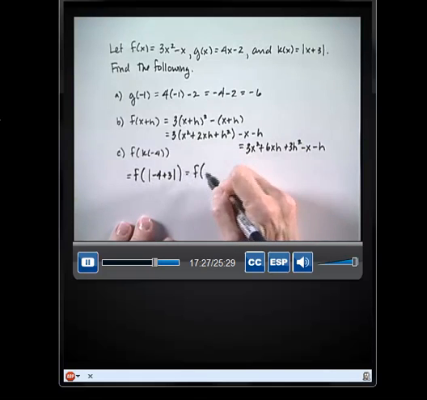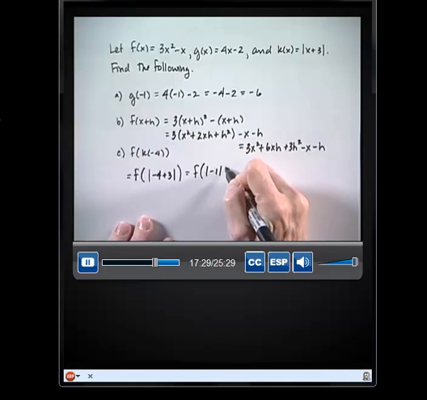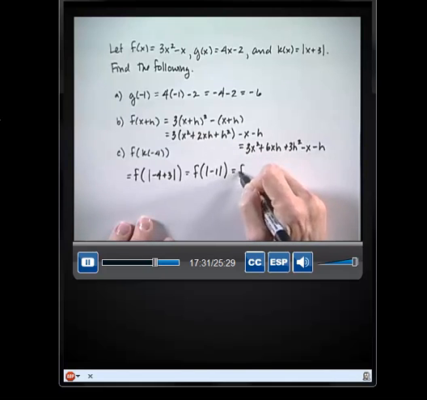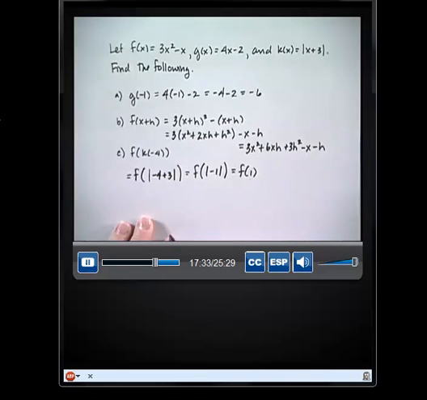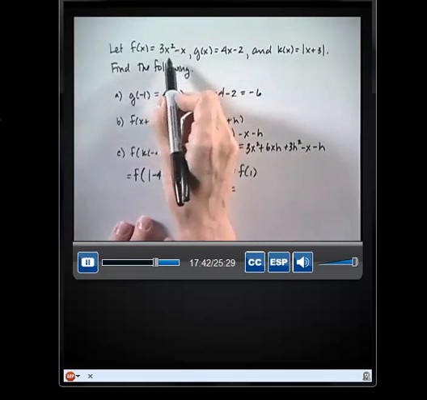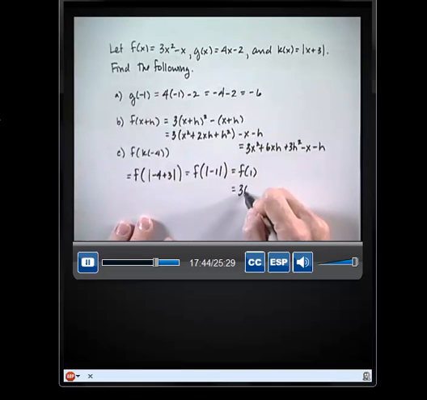This is f of the absolute value of negative 1, which is f of 1, and that's where I continue from. To find f of 1, I replace each x in function f with the number 1, and remember that this is function f. That'll be 3 times 1 squared minus 1, or 3 times 1 minus 1, which is 2.